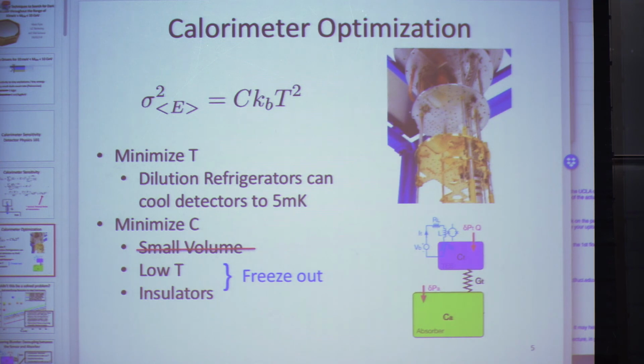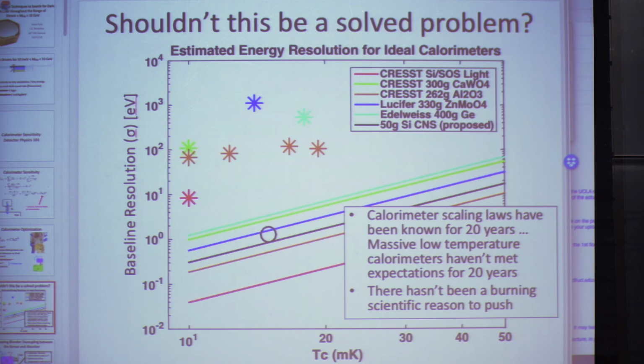So this has been the idea for 20 years. And here are the plots of basically the energy resolution that we would expect. This is C kBT squared. So here is the temperature of the sensor, and here is the baseline resolution measured. And these are those curves that we would expect. These things are scaling as C kBT squared.